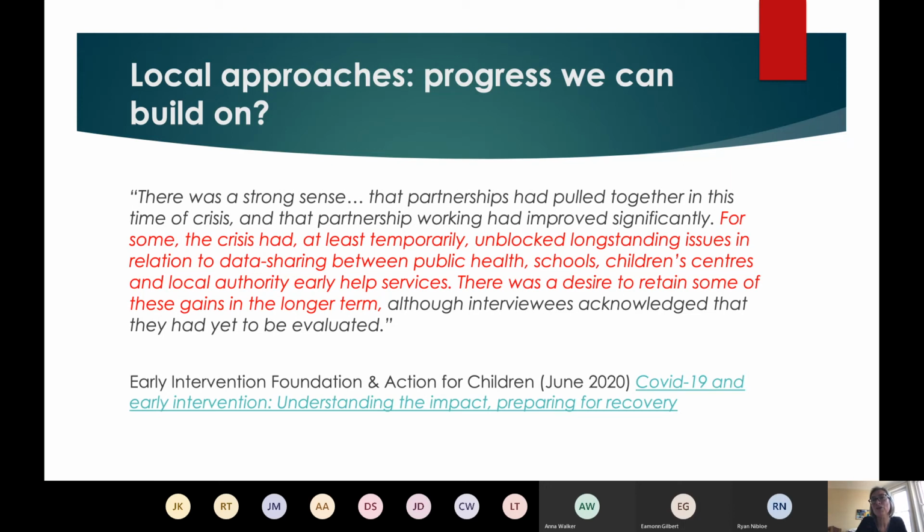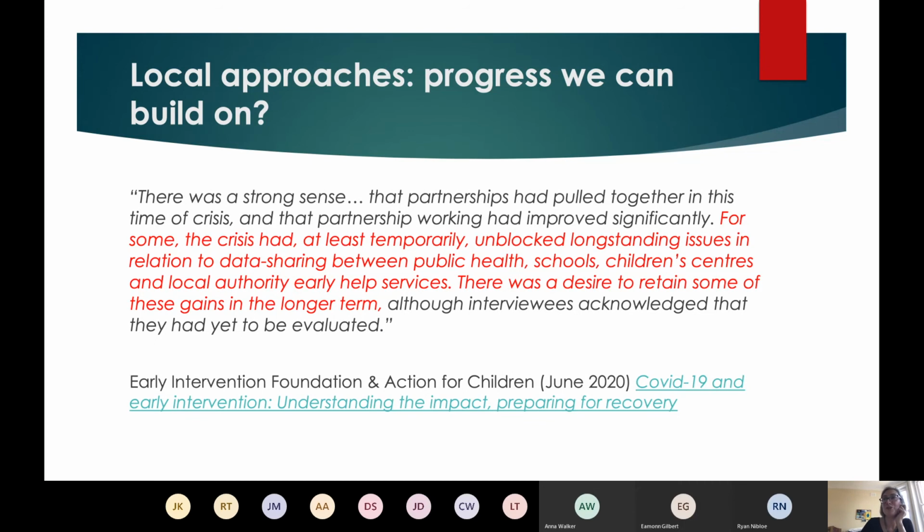On this slide, I've got a quote from a bit of very quick qualitative research done by the Early Intervention Foundation and Action for Children, which was looking at how early intervention had been impacted and what would be going on beyond the pandemic. And there are some really promising glimmers of light around how the pandemic might have unblocked some long-standing issues in relation to data sharing between public health, schools, children's centres and local authority early help services, and also the desire to retain some of these gains in the longer term.